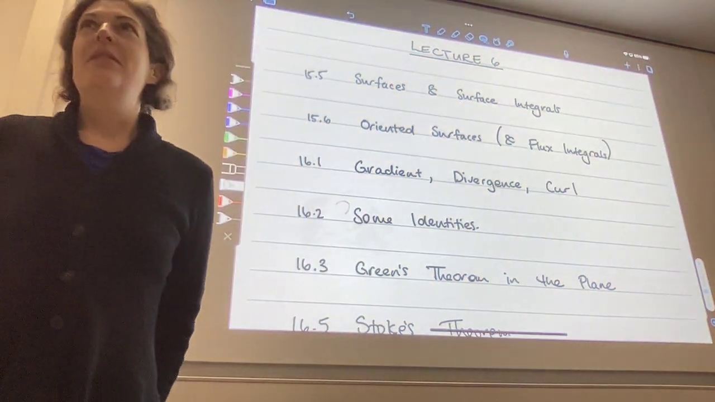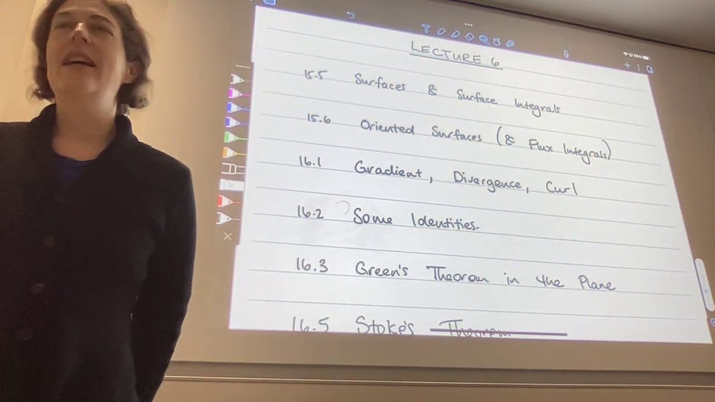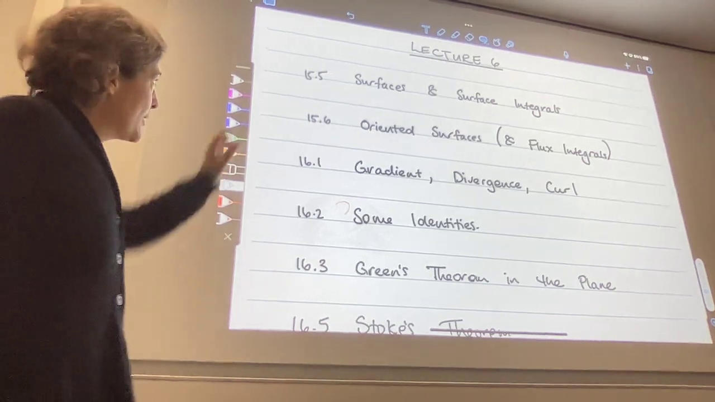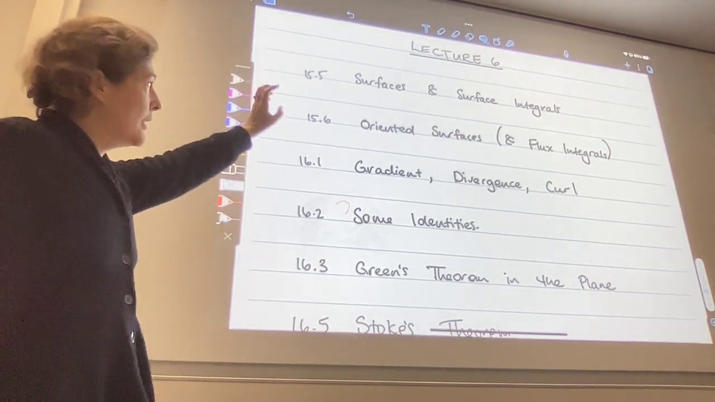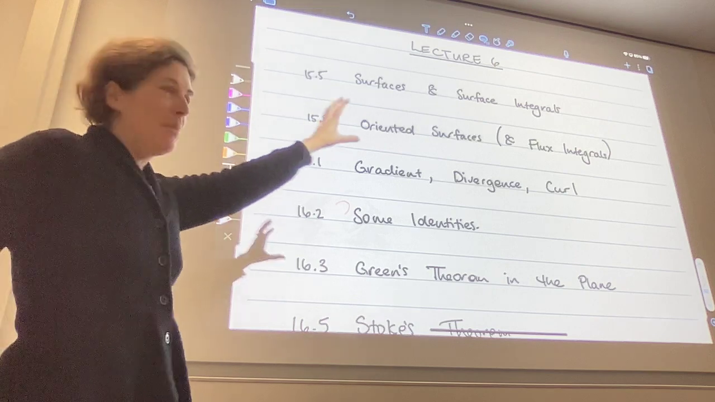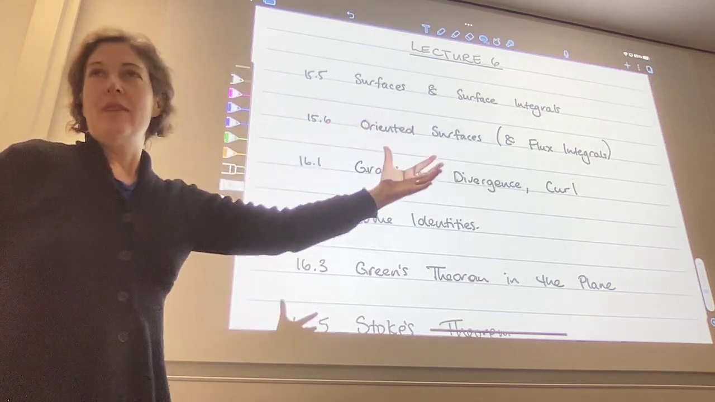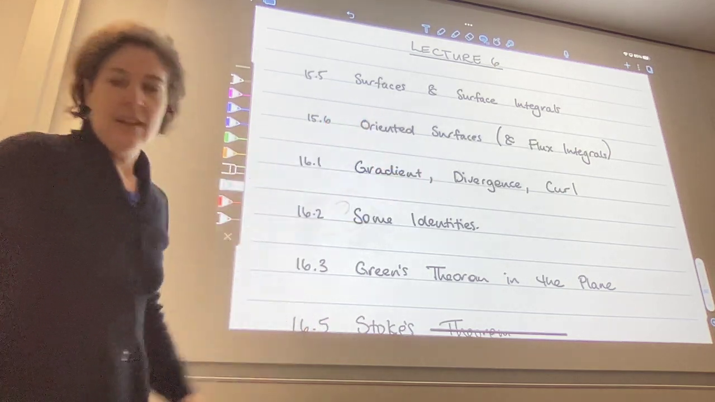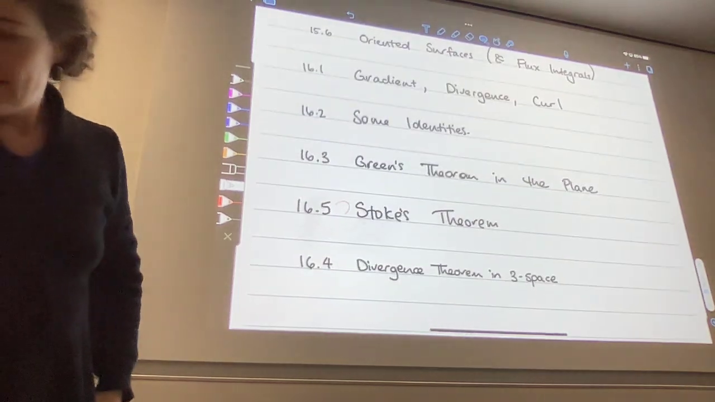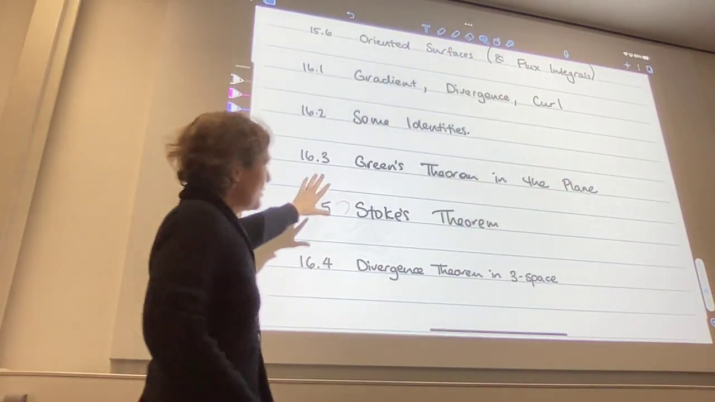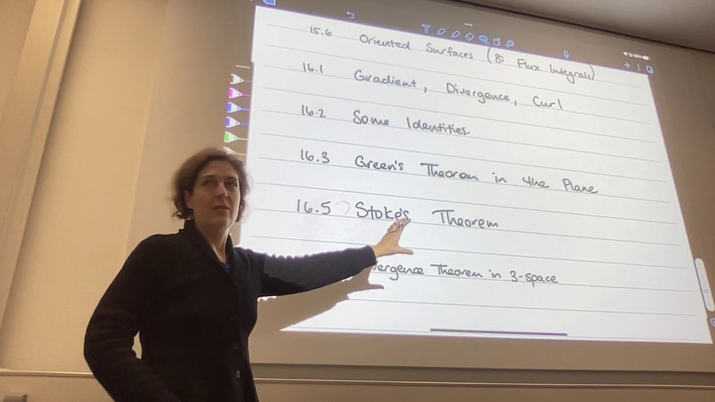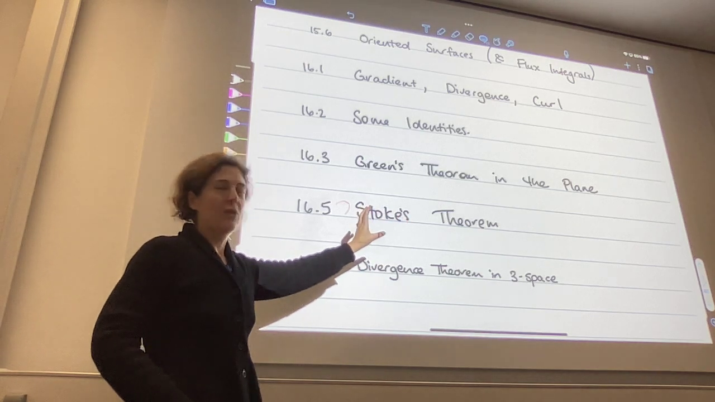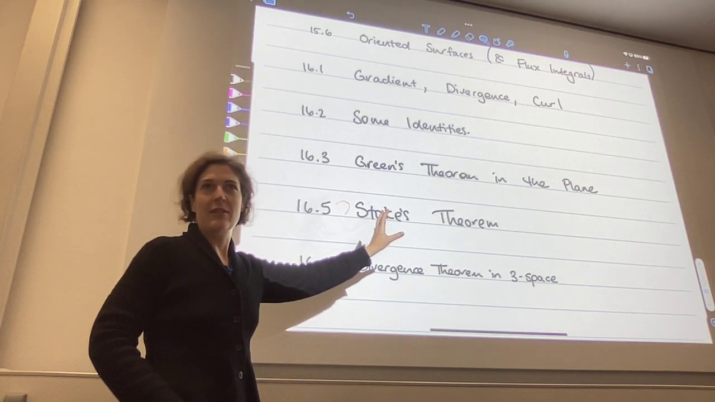All right, let's make a start. So basically today we need to finish off a little bit on surfaces and surface integrals. And then we're going to pull together everything we've been doing for the last 5 weeks into essentially the three key theorems which make life a lot easier when you're dealing with vector fields and things like that.